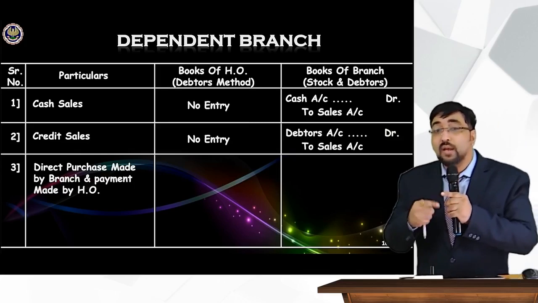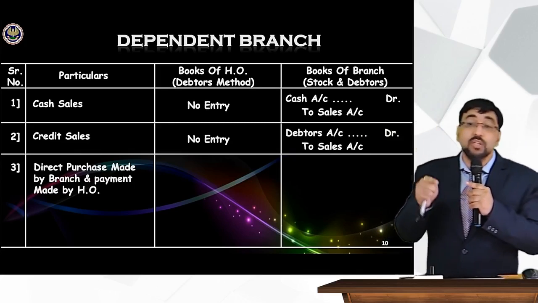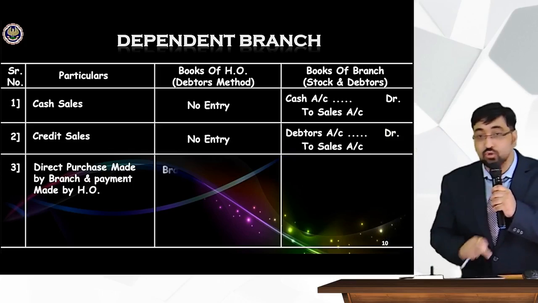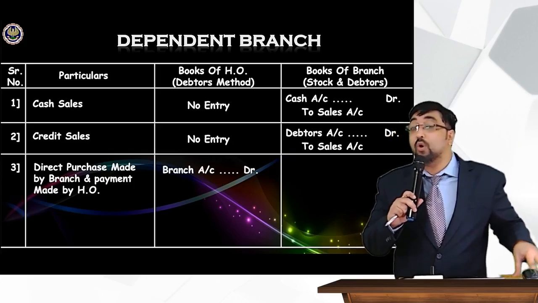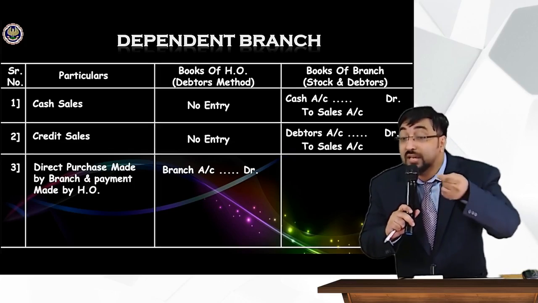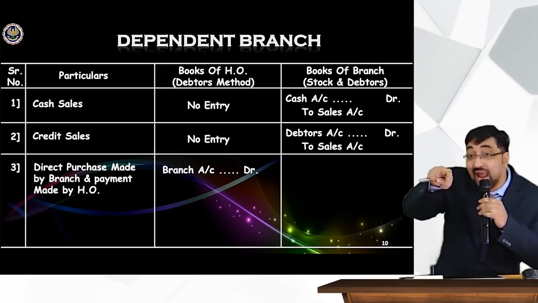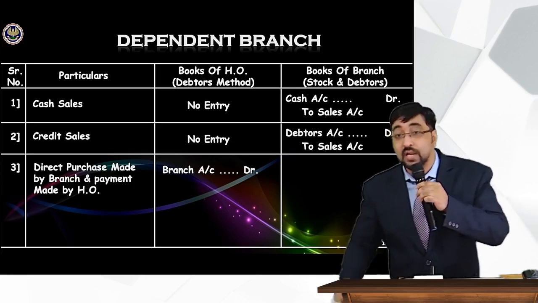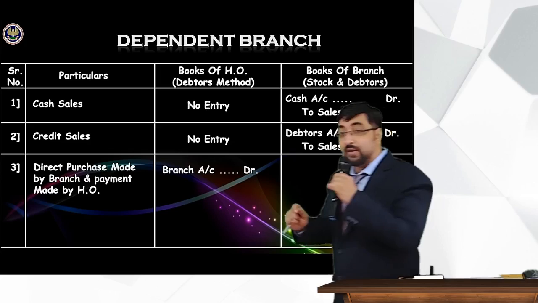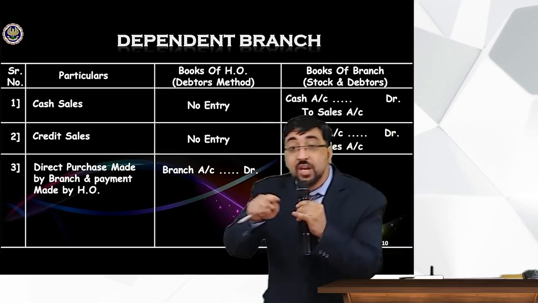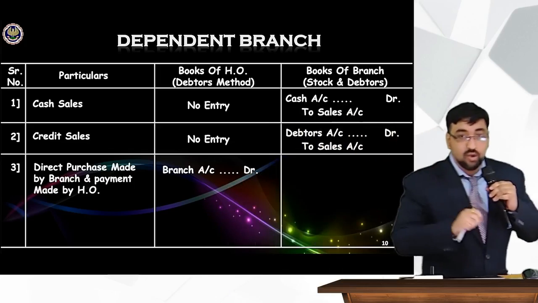So who is paying? HO is paying, and who is purchasing? Branch is purchasing. So entry is very simple. Branch account debit, and here HO will record cash. So this is known as inter-unit account. If transaction is between branch and head office, remember this is known as inter-unit transaction.